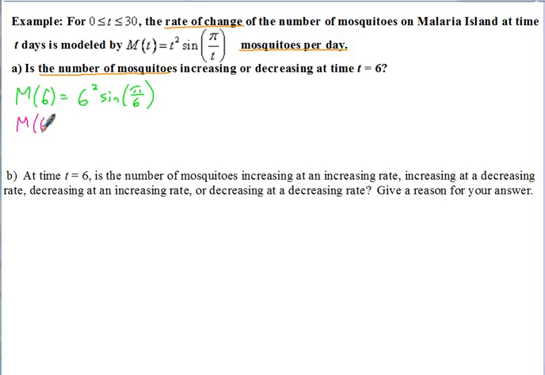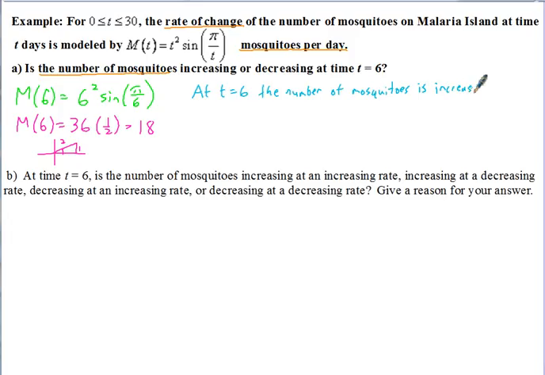So if we simplify that, that'd be 36 times the sine of pi over 6, which would be 1/2, that'd be positive 18. So we can say at t equals 6, the number of mosquitoes is increasing since, well, actually we don't have to justify this. We'll save that for the next one. You could, but it doesn't ask you to, it just says it's increasing.